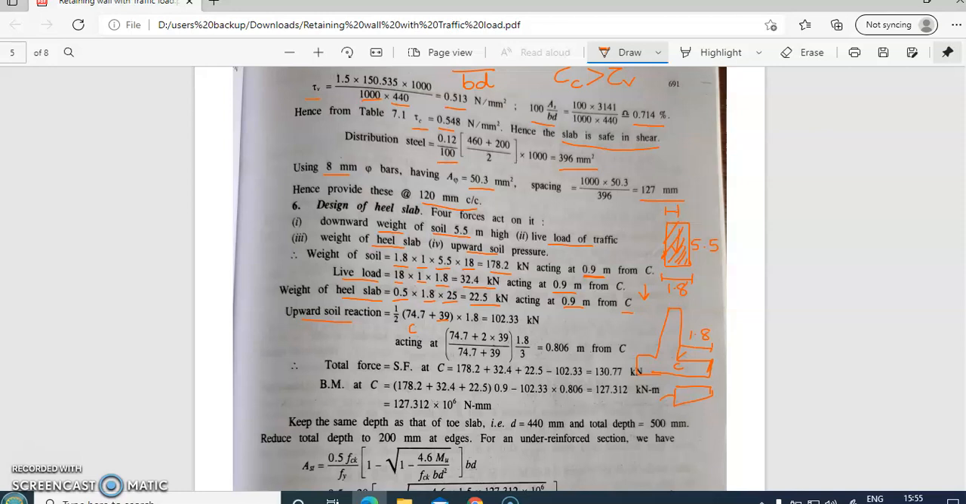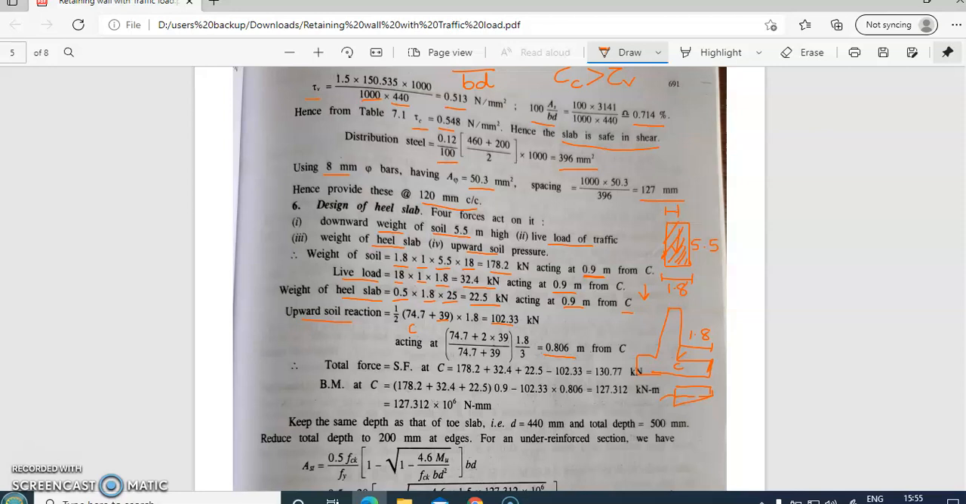And the upward soil reaction is 102.33 kilonewton. It's a trapezium, and we need to find out the CG of where this force is acting. Again, you can divide it into two parts, rectangle and triangle, (a1x1 + a2x2) divided by (a1 + a2), and that will yield an answer of 0.806 meters from C.